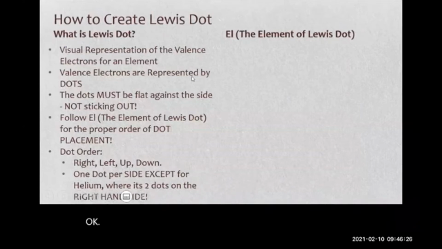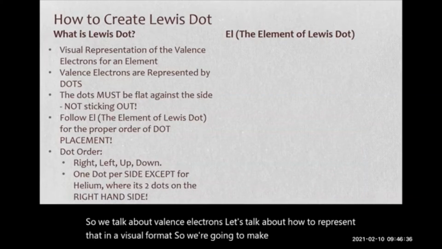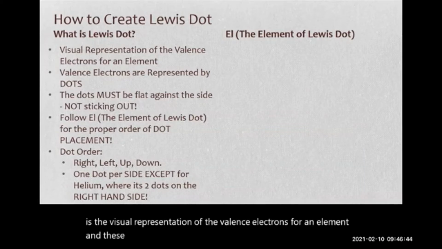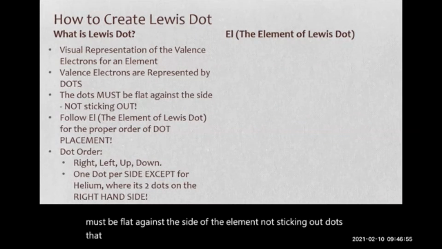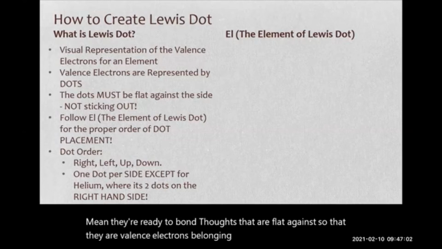So we talked about valence electrons. Let's talk about how to represent that in a visual format. So we're going to make a Lewis dot. Lewis dot is the visual representation of the valence electrons for an element, and these electrons are represented by dots. For Lewis dots, the dots must be flat against the side of the element, not sticking out. Dots that stick out mean they're ready to bond. Dots that are flat against show that they are valence electrons belonging to that element.